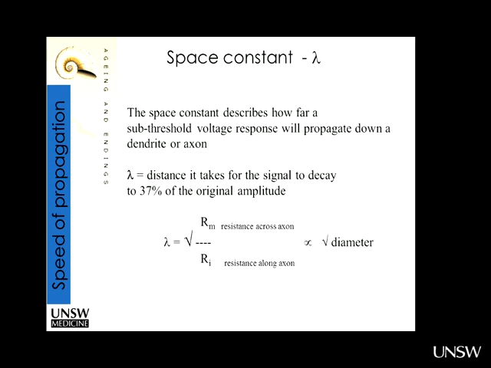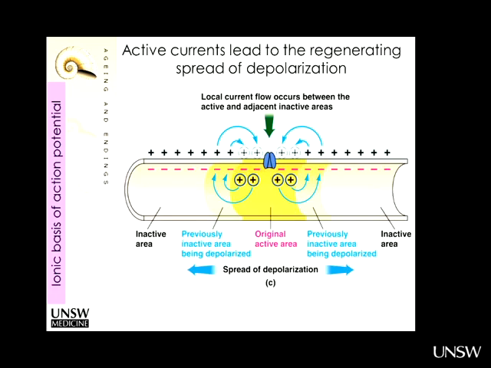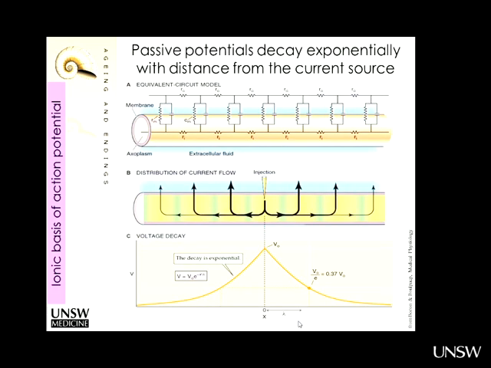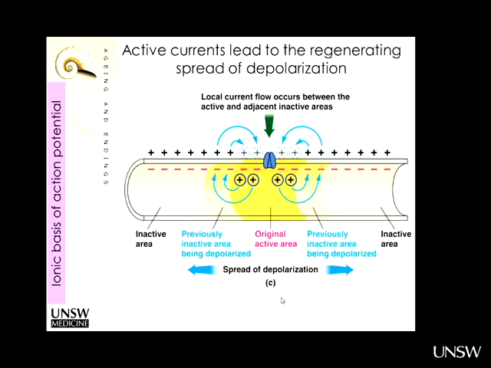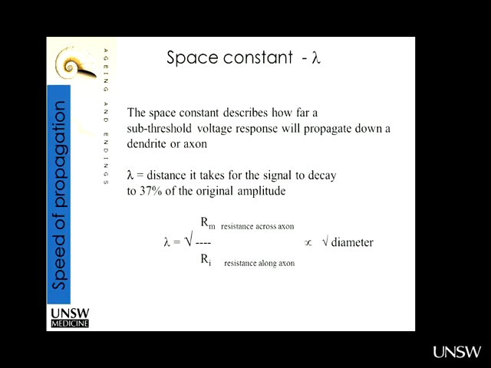So let's talk about the space constant. I don't know if you noticed, it was here, this distance. It's the distance it takes for the signal to decay to 37% of the original amplitude, and it is equal to the square root of Rm, the membrane resistance, over Ri, which is also proportional to the square root of diameter.